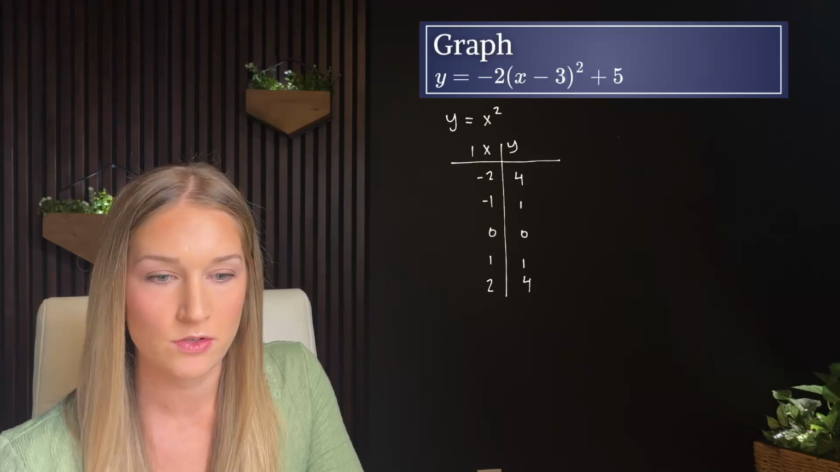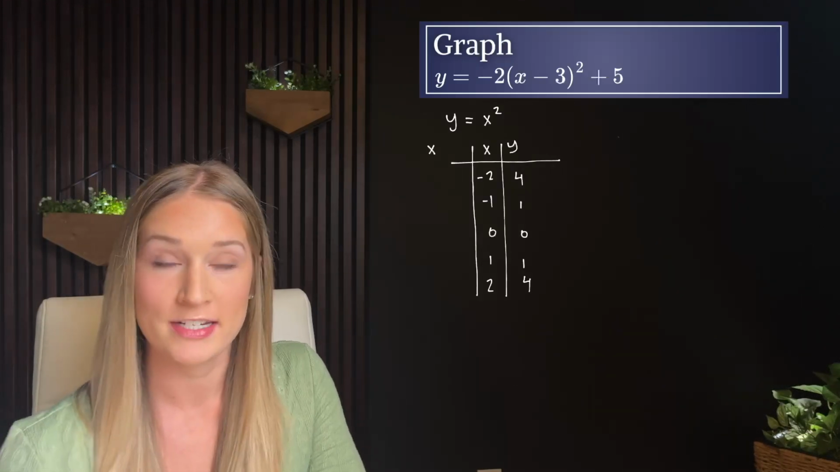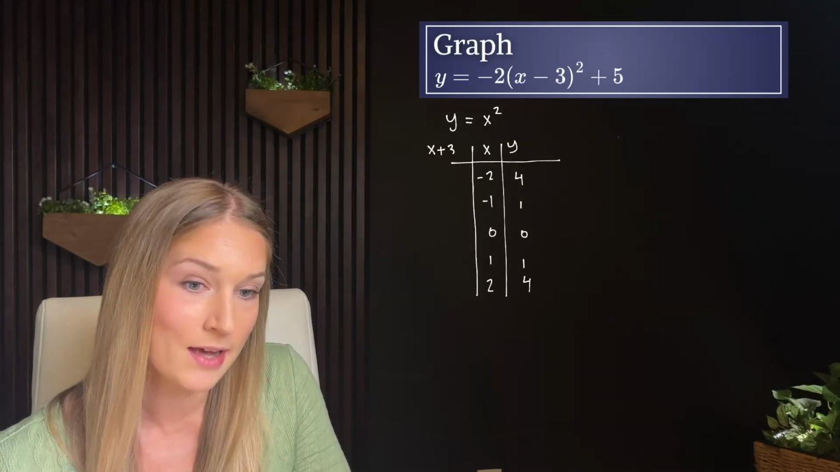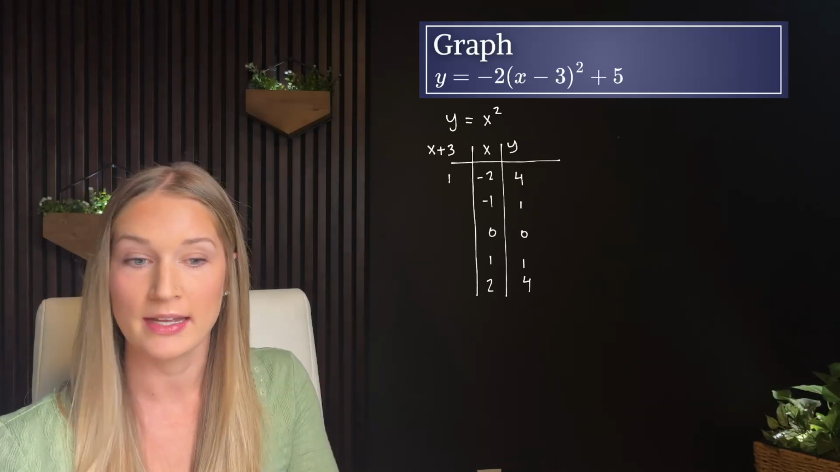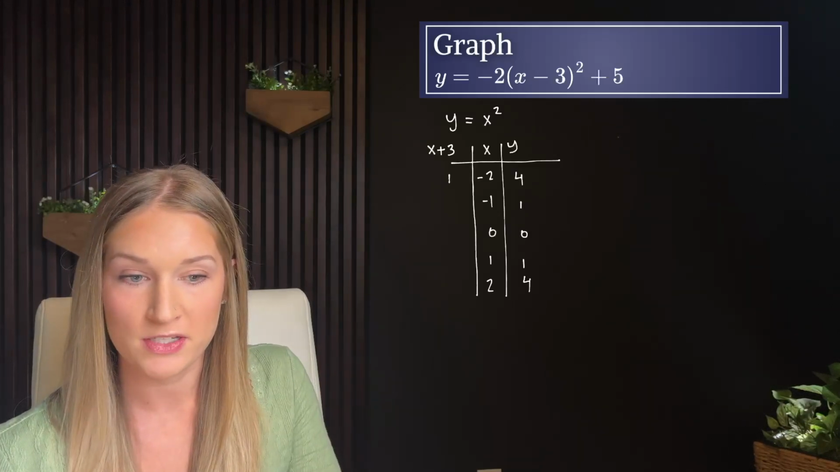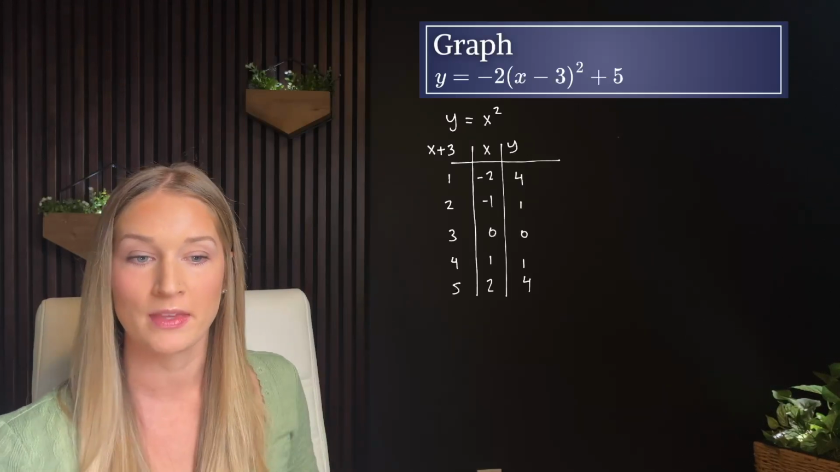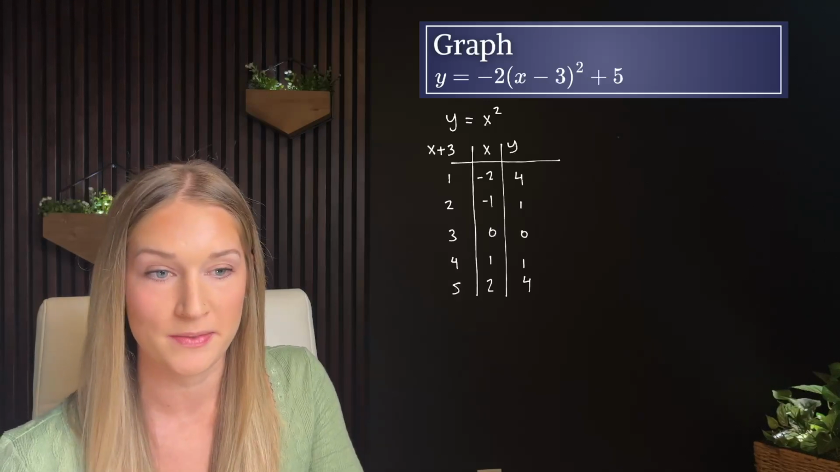So I create a new column over here for my x's, and this is going to be the column where I take my x's and I do the opposite of subtract 3, which is to add 3. So my new x's are 1 because I took -2 and I added 3. -1 plus 3 is 2, 0 plus 3 is 3, 1 plus 3 is 4, 2 plus 3 is 5. So these are my new x's, and I am now done with that -3.